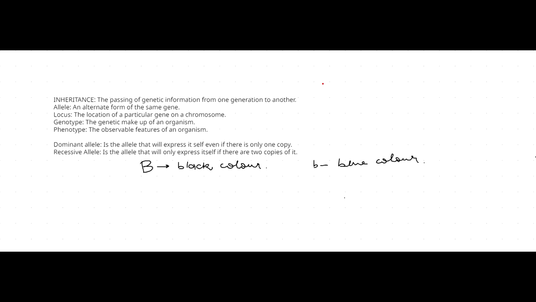Now, let's say over here, there are three possible combinations. Either the person can have both the alleles black. If both the alleles are black, what term do we use? We will say that the person is homozygous dominant. Homozygous means that both the chromosomes are the same.